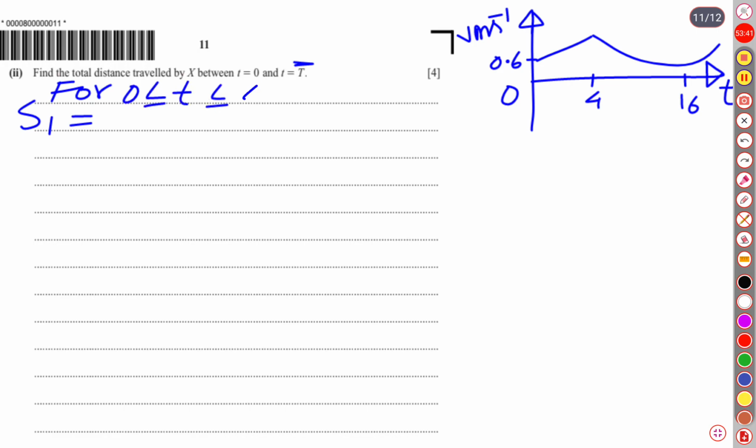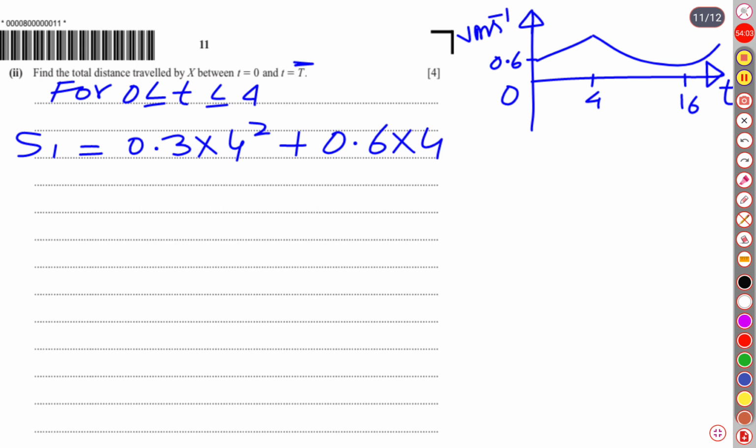Okay, for the first 4 seconds they have already given it: 0.3 into... as the lower limit is 0, it is going to be 0.3 into 4 squared plus 0.6 into t. T means 4. So our displacement is finally going to be 7.2 meters.